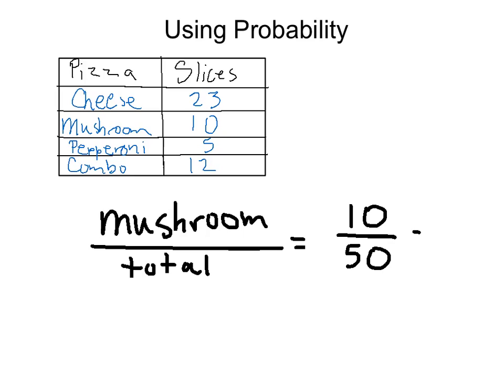Would be mushroom. And then another important part this year is simplifying our answers. So originally it's going to be 10 slices out of 50 slices. And that potentially could be an answer on a test if they had asked you. But you also have to be prepared to know how to simplify. And this does simplify. So it's a possibility that you could see a simplified fraction, which would be 1/5. Ta-da!